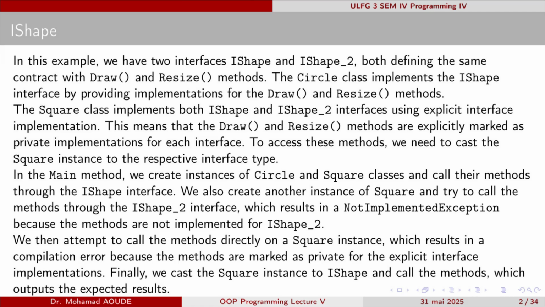In this exercise, we'll explore a scenario with two interfaces, IShape and IShape2. Both of these interfaces will define the same set of methods, Draw and Resize. We'll see how a Circle class implements IShape in a straightforward way, and then how a Square class tackles implementing both IShape and IShape2 using a technique called explicit interface implementation. This is often necessary when method names collide or you want more control over your class's API. We'll then see how to call these methods and what happens when we try different approaches.